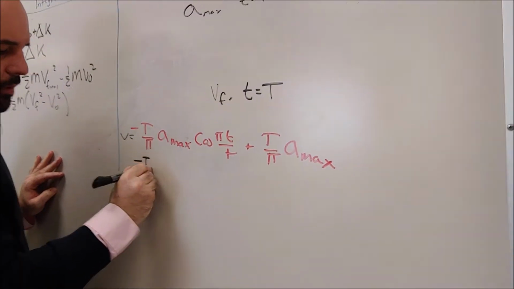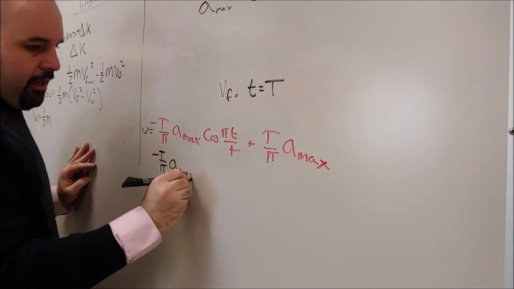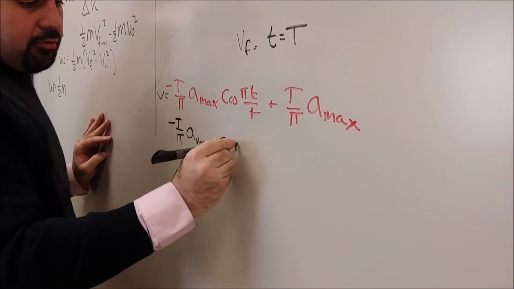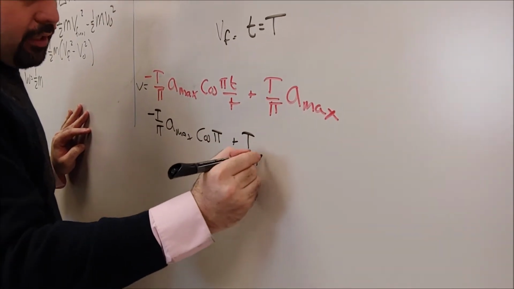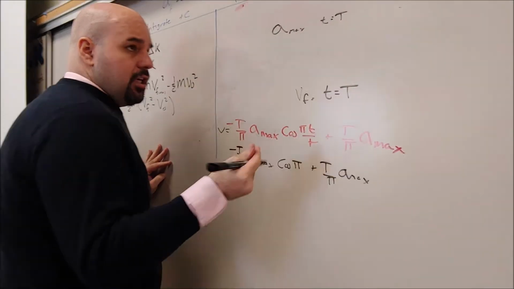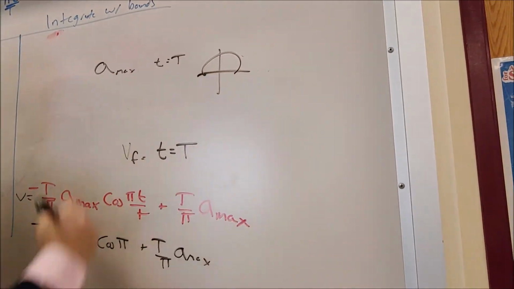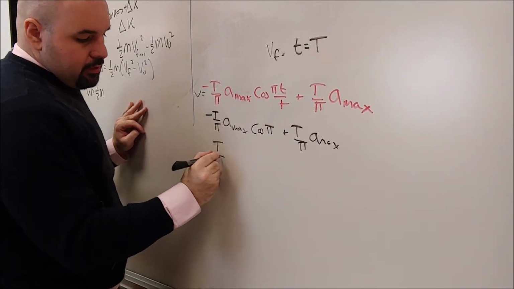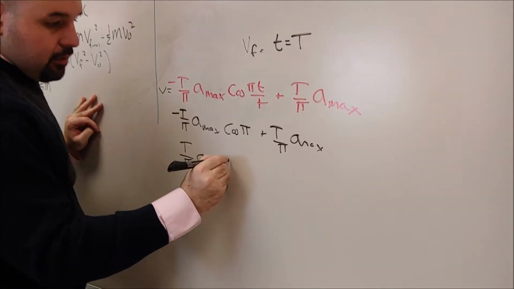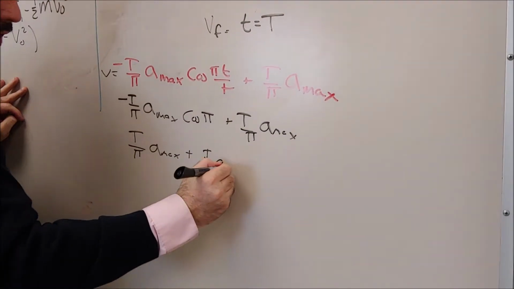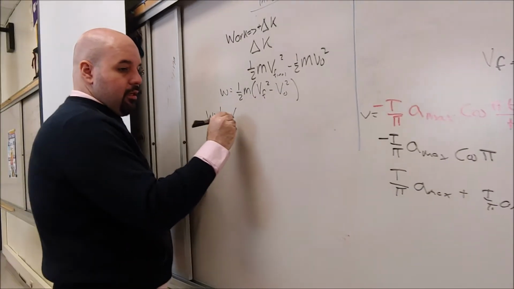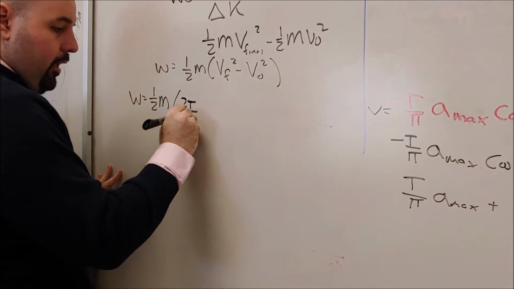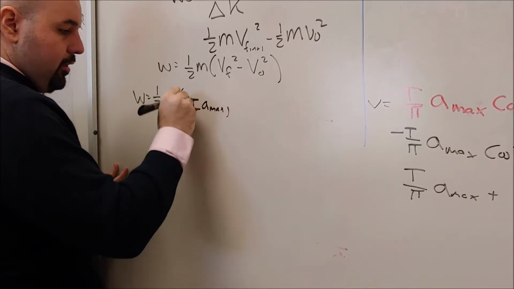So I'm going to get negative t over pi a max cosine, and that becomes big T over big T, which cancels out that cosine pi, plus t over pi a max. Cosine of pi, that's negative 1. So this becomes negative 1. That negative comes out here, becomes positive. T over pi a max plus t over pi a max. So my final velocity is 2t over pi a max quantity squared.